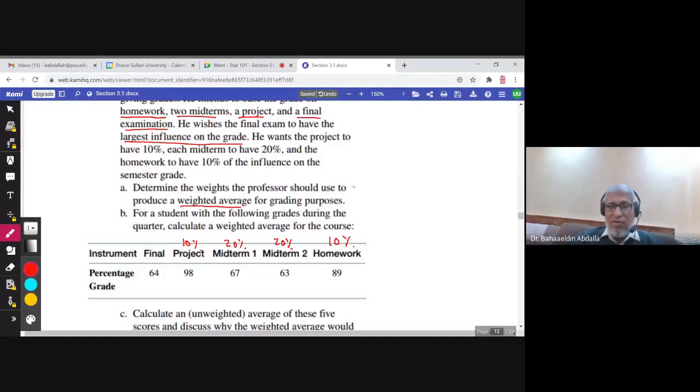To find the weight of the final exam, you add all of these: 10, 20, 20, 10, 10. If you add all of them, you get 60. If you subtract 100 minus 60, you get 40. So the final exam will weigh 40%. This is the weight of the final exam, 40%.